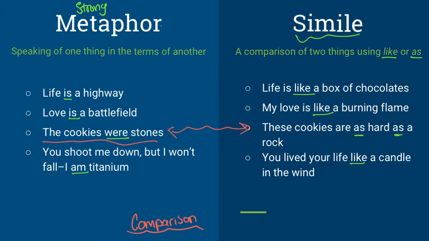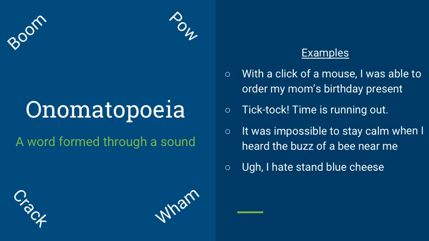Here's a fun one, onomatopoeia. Can never spell it. Always going to need to use spell check in order to get that one right. It is just a word formed through a sound. So just around the word itself, I've got boom, pow, wham, crack. With a click of the mouse, I was able to order my mom's birthday present. Tick-tock, time is running out. It was impossible to stay calm when I heard the buzz of a bee near me.